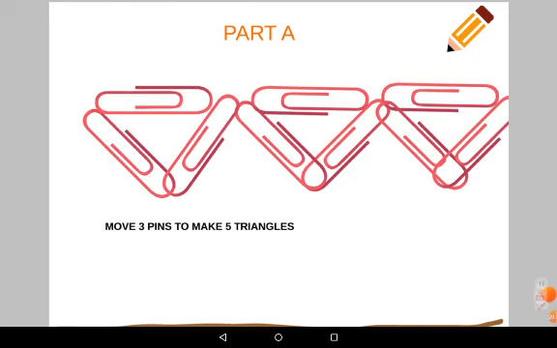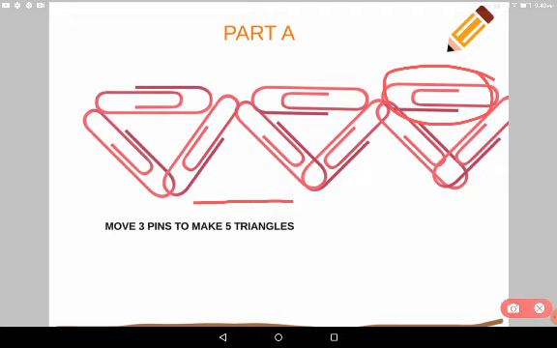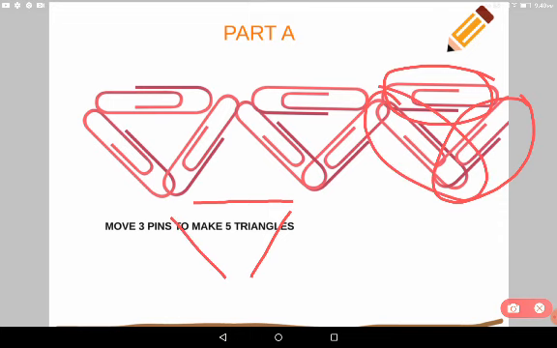Okay. And the next one is another problem. And again, I have not used matchstick, but I used pins. And you have to move 3 pins in order to make 5 triangles. How to do this? Think, sketch, and try. Okay, so what I did is, I took this one and I made it here, and then I took this one to make here, and I took this one to make here, and now we have a thing like that.